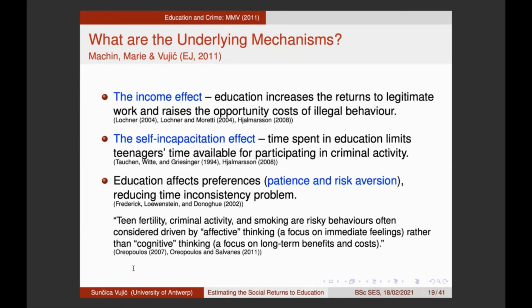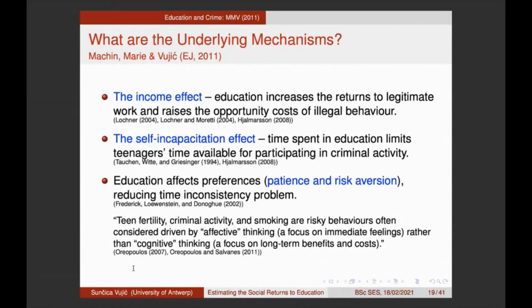So you might be more focused on these immediate rewards or immediate feelings from these, let's say, risky activities, than focused on long-term benefits of foregoing these activities at this moment. So maybe pursuing education at this moment, because in the long run, this will actually have much higher returns. And actually, education might reduce this time inconsistency problem by affecting your patience, making you more risk averse, making you think more before committing any of these other risky activities.